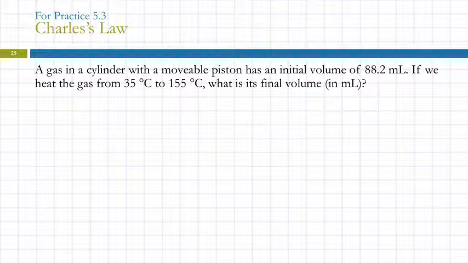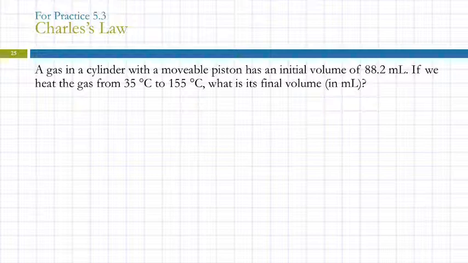So here's an example of a Charles law problem. We talk a lot about gases in cylinders with movable pistons, because it's a container where we can change the volume. A gas in a cylinder with a movable piston has an initial volume of 88.2 milliliters. If we heat the gas from 35 to 155 Celsius, what's its final volume in milliliters?